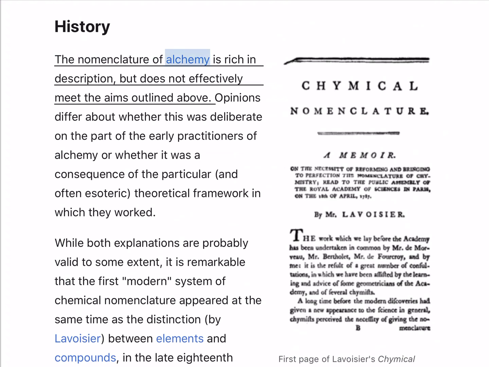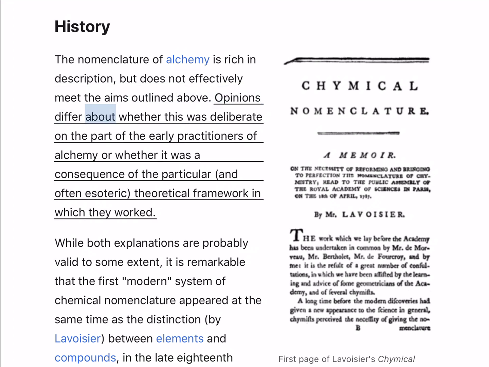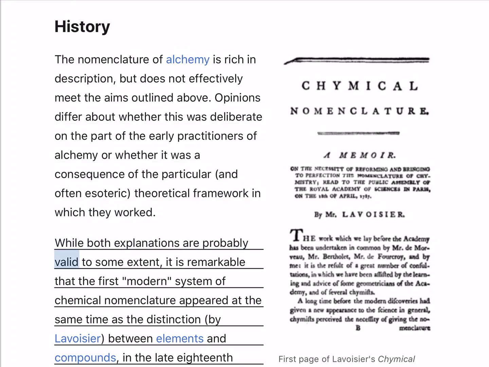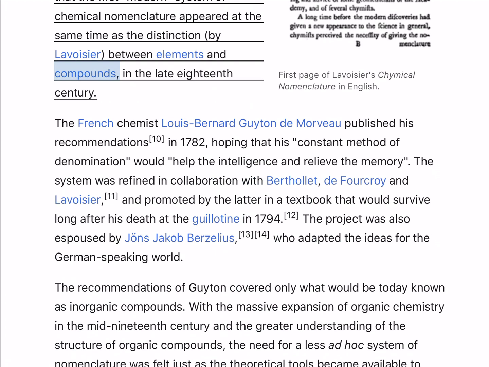The nomenclature of alchemy is rich in description, but does not effectively meet the aims outlined above. Opinions differ about whether this was deliberate on the part of the early practitioners of alchemy or whether it was a consequence of the particular, and often esoteric, theoretical framework in which they worked. While both explanations are probably valid to some extent, it is remarkable that the first modern system of chemical nomenclature appeared at the same time as the distinction, by Lavoisier, between elements and compounds.